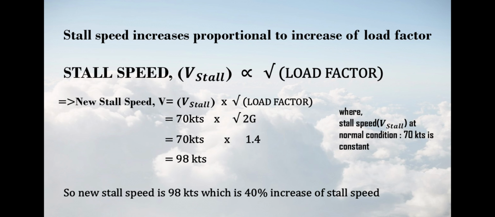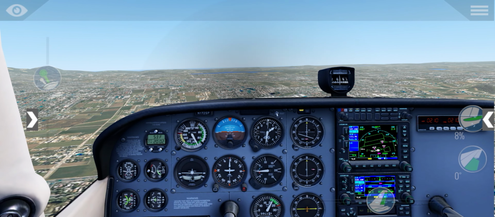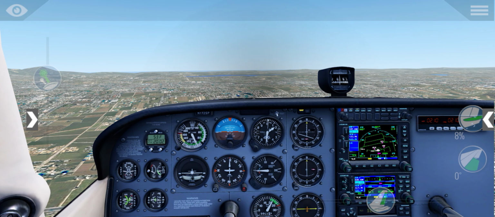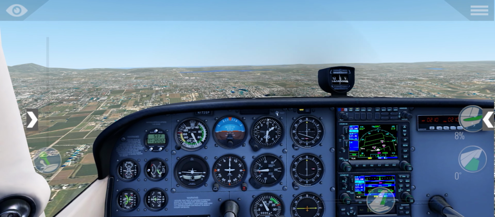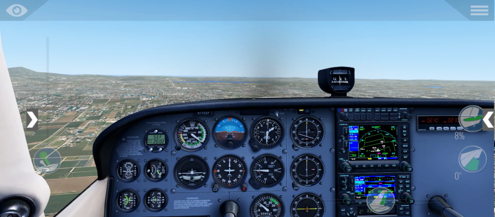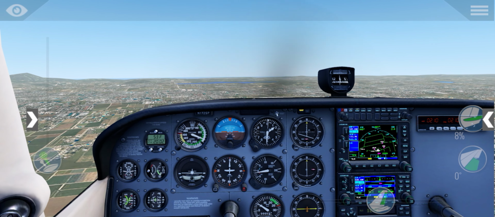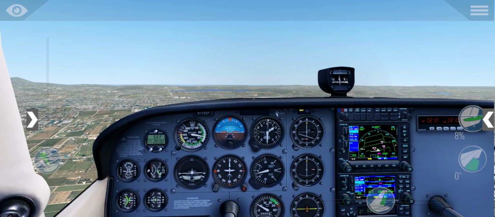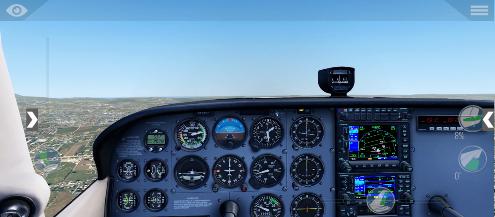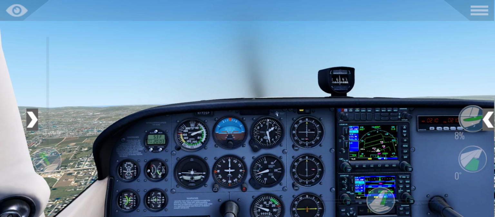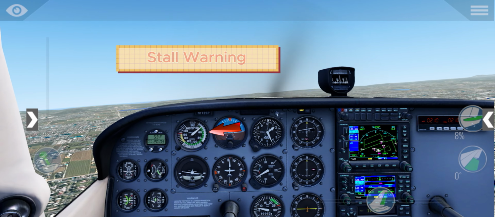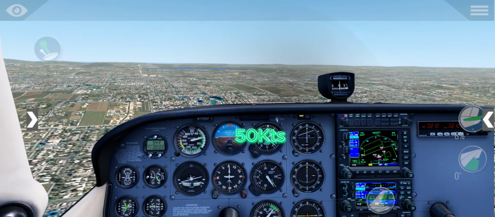Let us simulate an accelerated stall. Consider we are flying straight and level flight at 1.5 kilometers height and 100 knots. We put the throttle to idle and try to maintain level by pulling on the controls. Let's see at what speed the aircraft stalls. Warning comes at normal condition. It seems 50 knots is the stalling condition.